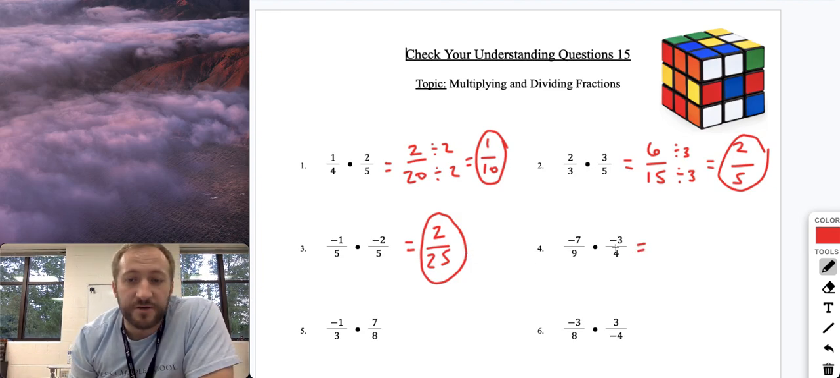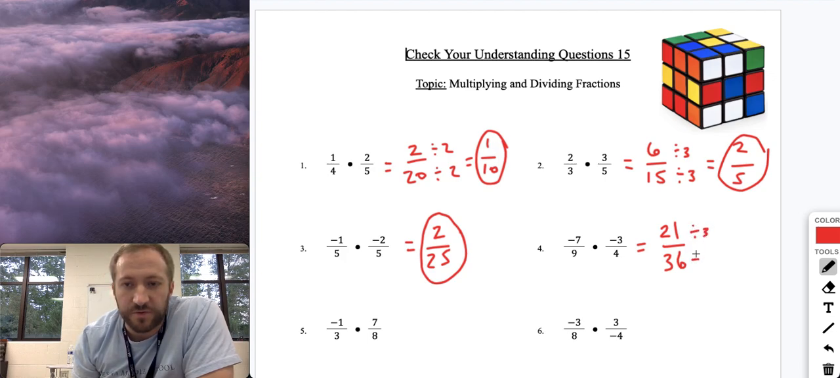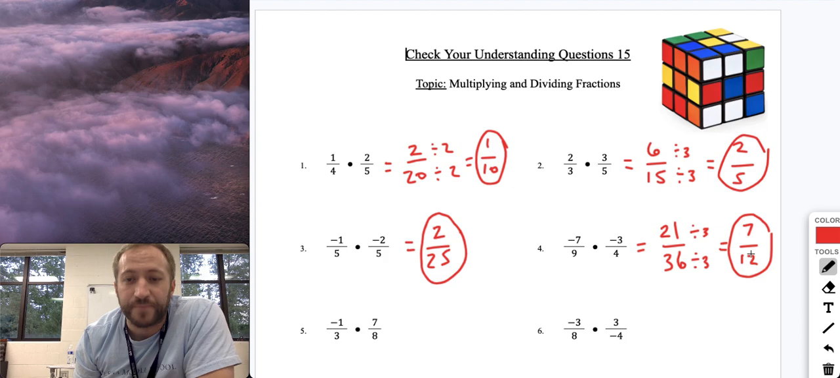Look at the next one. You get to multiply the numerators. Negative 7 times negative 3 gives me positive 21. 9 times 4 gives me 36. And now I just have to check, can I simplify? Let's see, what number goes into 21 and 36? I think 3 does. Let's just see if 3 works. 21 divided by 3 gives me 7. 36 divided by 3 gives me 12. I can't simplify it any further, so that's it.